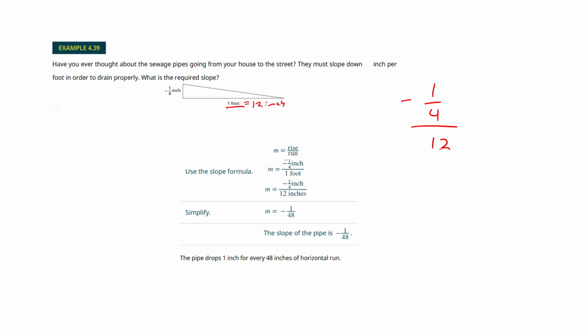But I now have, this is like a fraction over a fraction. I'm going to make 12 into a fraction. So we're going to keep, change, and flip. Now from here, nothing reduces, so we're going to top times top, bottom times bottom, and I get a slope of -1 over 48.